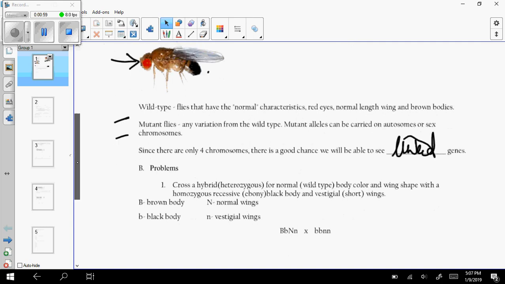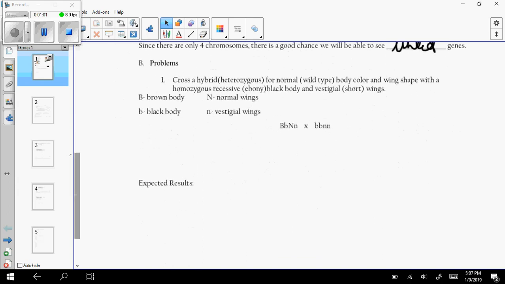All right, so problems. So let's get started. So if we cross a hybrid, so if we cross a fruit fly that's heterozygous for normal, so wild body color and normal wing shape, so that also wings are wild, with a homozygous recessive, so having a black body and vestigial wings. Vestigial wings is like if the fly had little wings like this, so they don't work very well. So here's our cross.